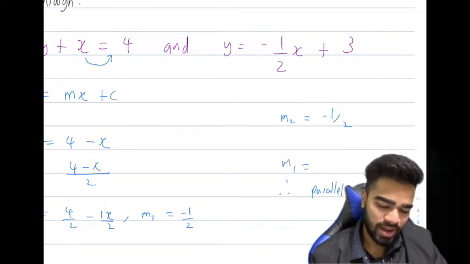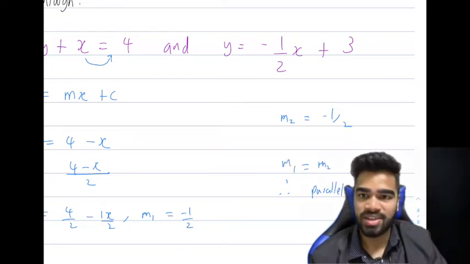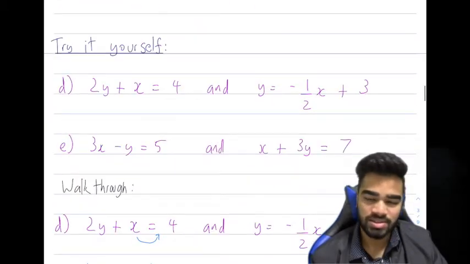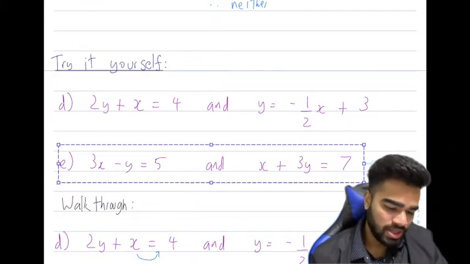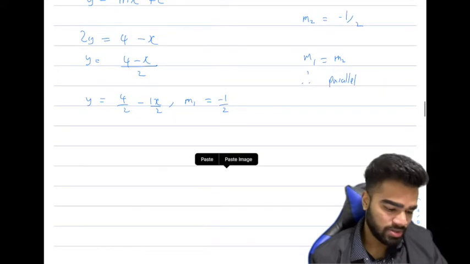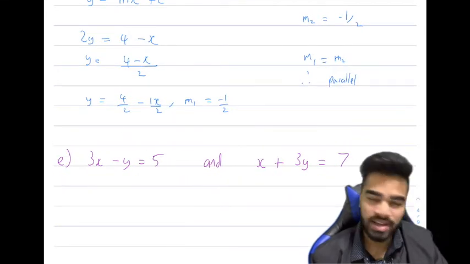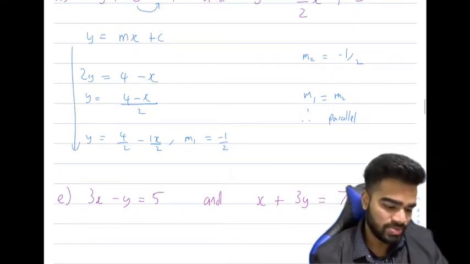Okay, you can even write m1 equals m2, then you can say therefore parallel, just to show proof. Okay, so that's part number 1. Alright, let's do E. E is very similar to the first one that we did. So if you didn't get E, why don't you pause it again and have a go using this method.